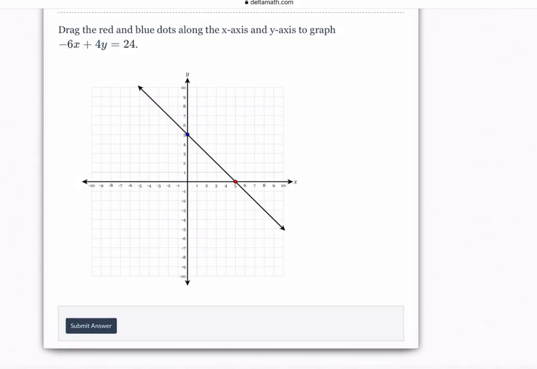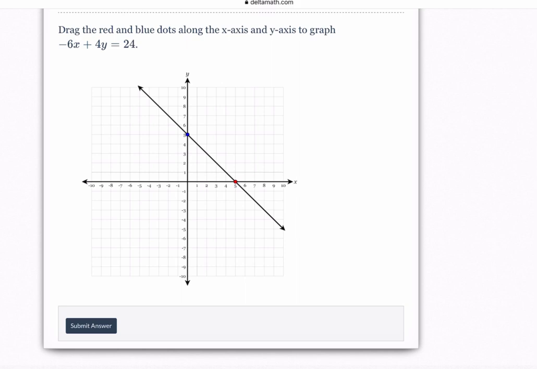All right, this is your second type of question you'll see on Delta Math. You're going to be given a generic graph with a line that goes through the x and y axes. You'll see a red and blue dot that is for each your x and your y, respectively. For this one, we're given the equation negative 6x plus 4y equals 24. So I'm just going to find the x and y intercepts.